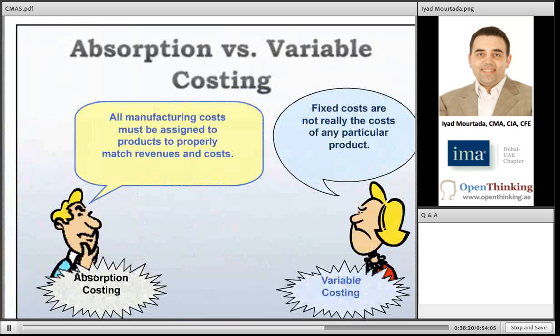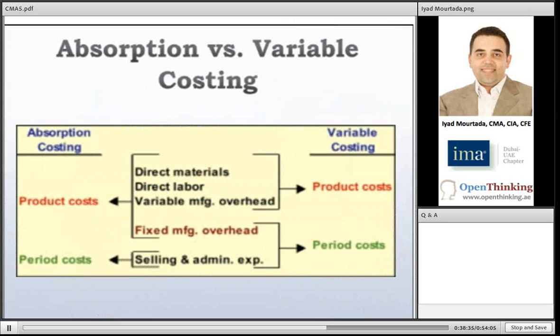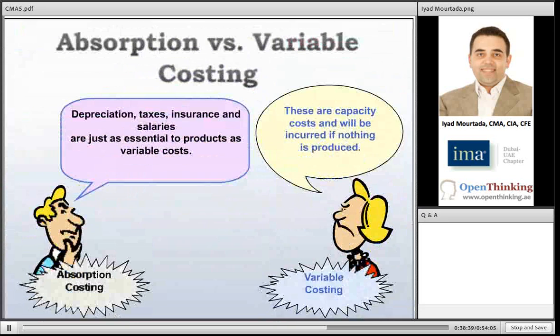There are different perspectives. Some say all manufacturing costs must be assigned to the product to match the revenue and cost. But another person will say fixed costs are not really the cost of a product, right? You have a rent. What is the relation between the rent and the product? You are going to pay it anyway whether you produce or not. So there are certain arguments we need to understand for why we are using it.